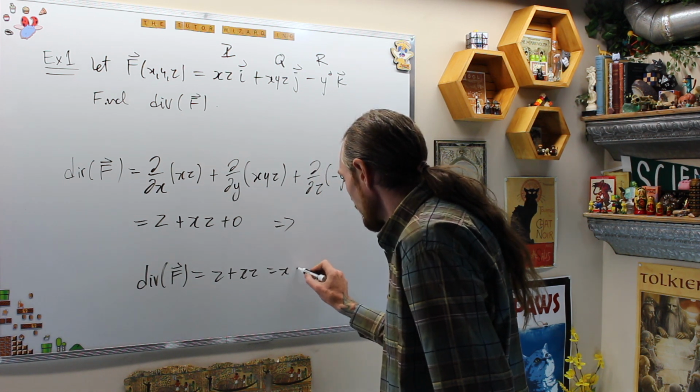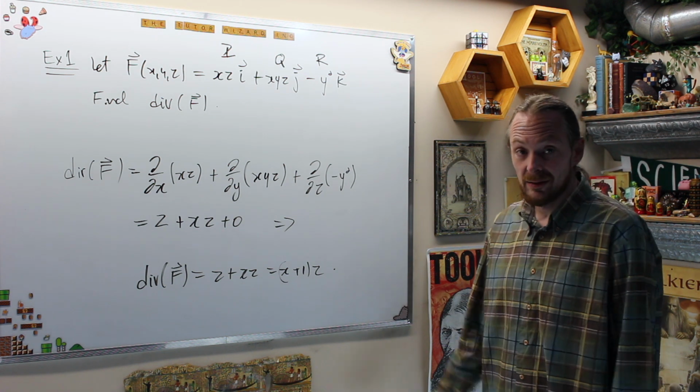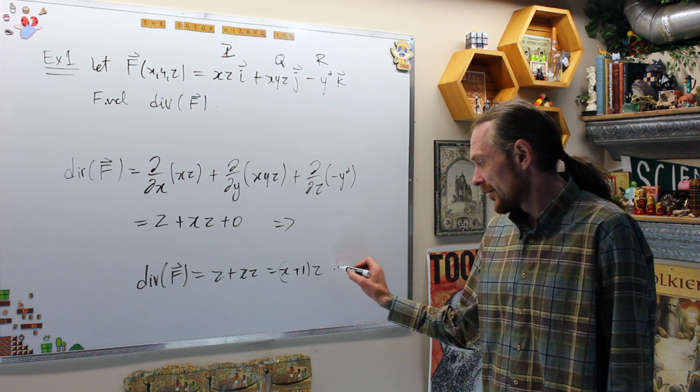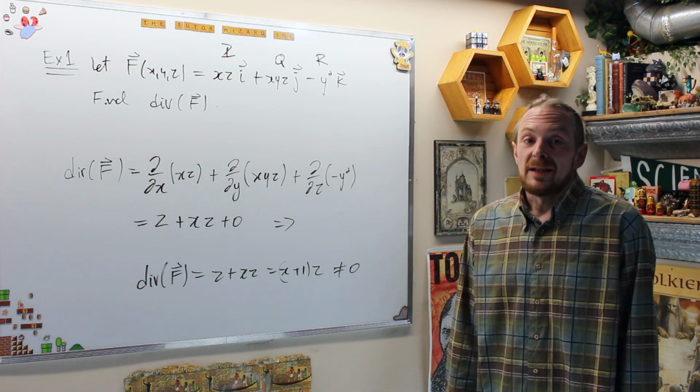That says the divergence of F is equal to z plus xz, or (x plus 1) times z, which is not 0 as long as z is not 0 and x is not negative 1. This is not 0, so this vector field is compressible.